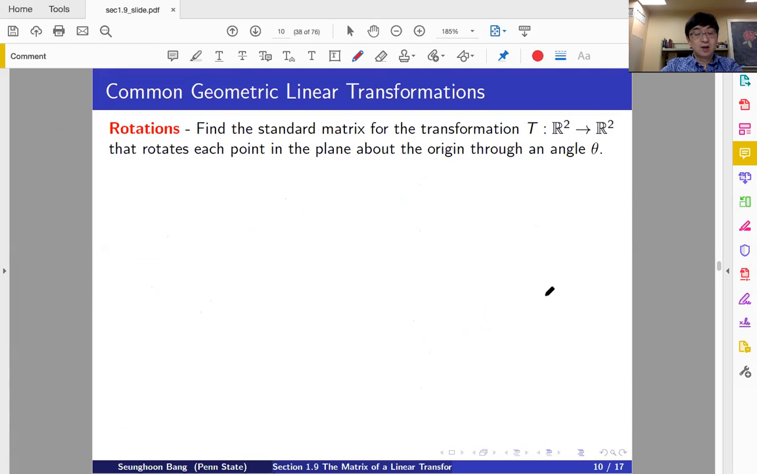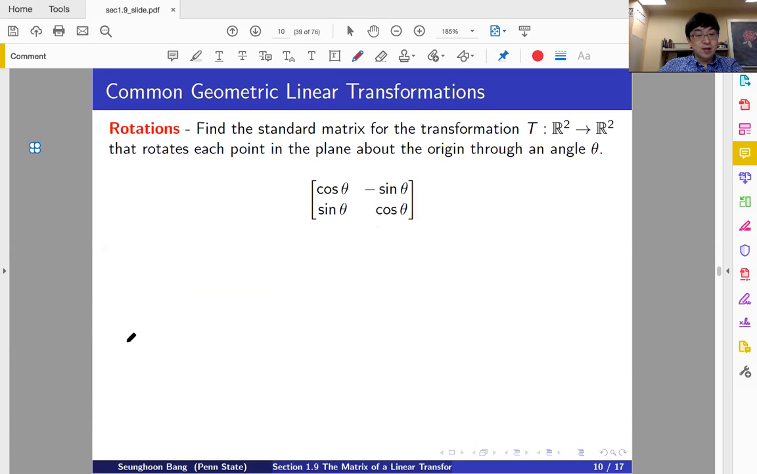Next, rotation. Find the standard matrix for the transformation T from R2 to R2 that rotates each point in the plane about the origin through an angle theta. So how can you find this? So here, this is the answer: cosine theta, negative sine theta in the first row, sine theta, cosine theta in the second. How can you find this?